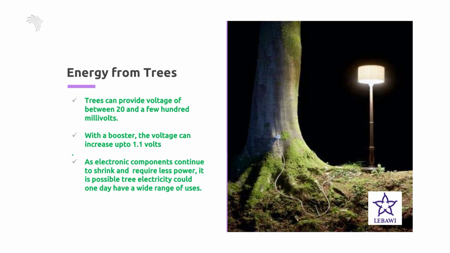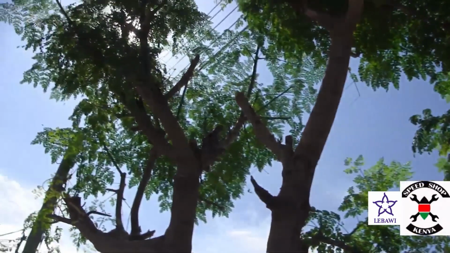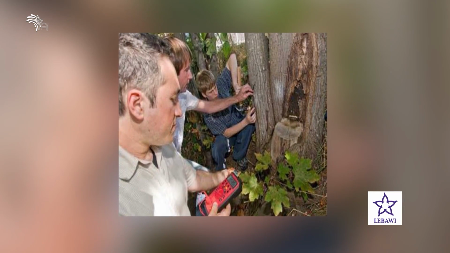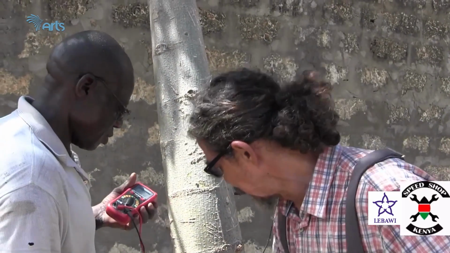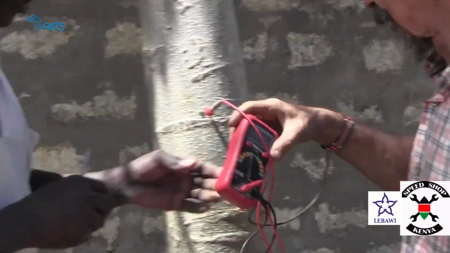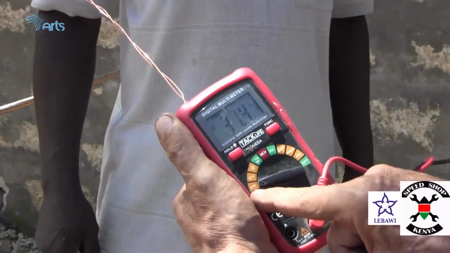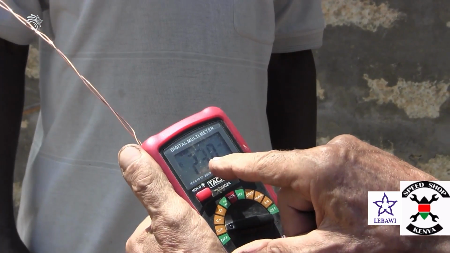Trees seem capable of providing constant voltage between 20 and a few hundred millivolts. A team of scientists at the University of Washington built a device, a boost converter, that takes a low incoming voltage and stores it to produce a greater output of 1.1 volts. As electronic components continue to shrink and require less power, it's possible that tree electricity could one day have a wide range of uses.